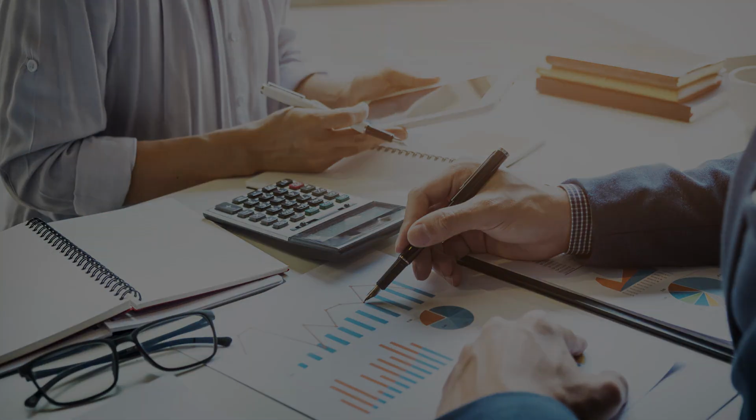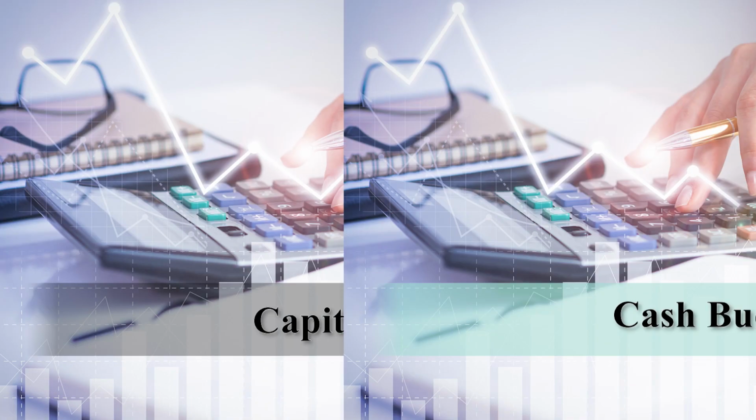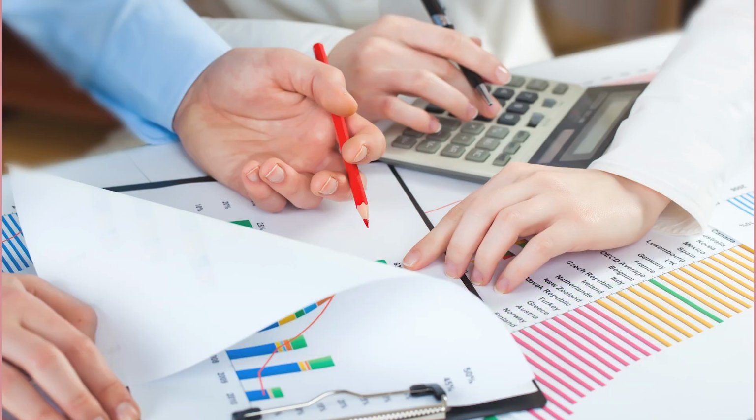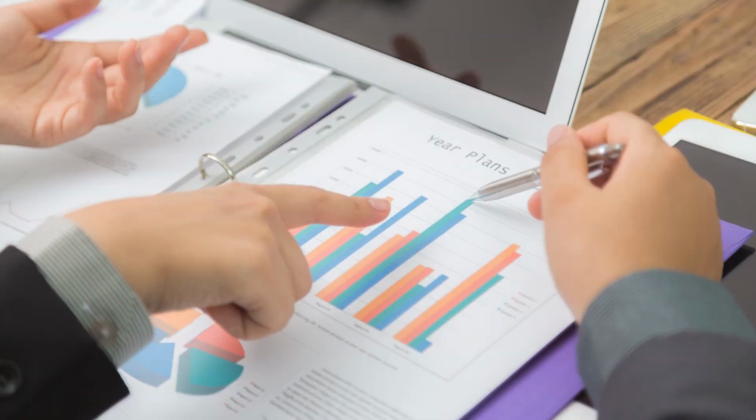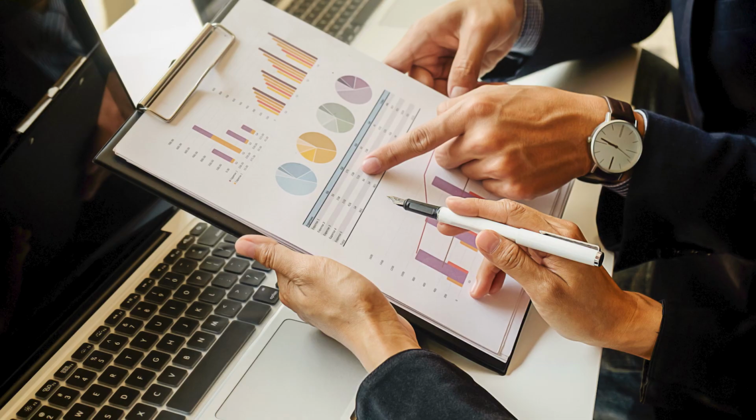The next concept we will understand is the types of financial budgeting. There are various types: capital budgeting, cash budget, flexible budget and operating budget. Thereafter we will understand the various bifurcations of capital budgeting, like their tools and techniques, and of the operating budget, and we will gain a deep understanding of all the types of financial budgeting. So this is all we are going to cover in financial budgeting.